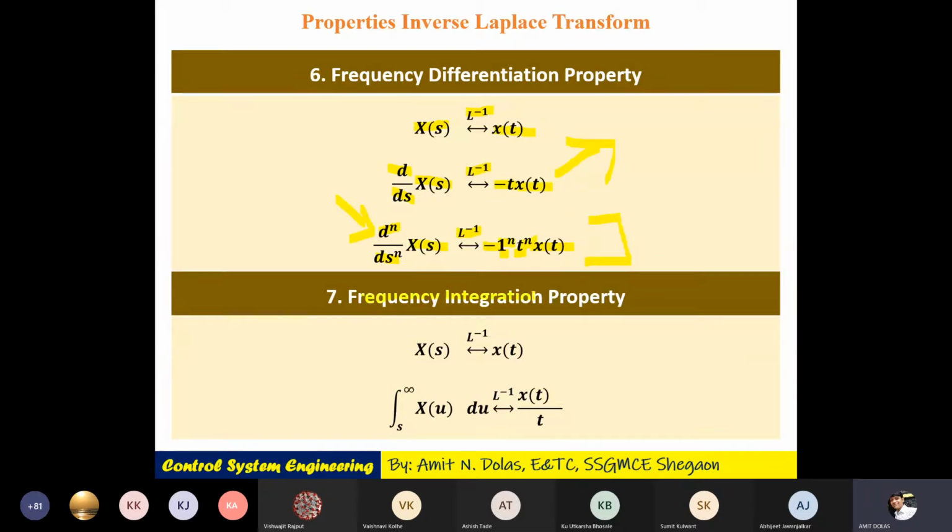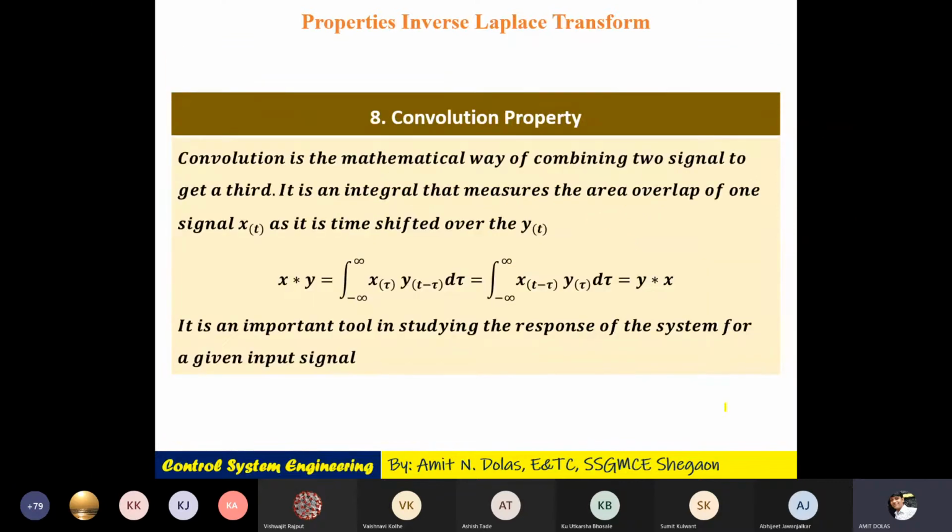Similarly, the frequency integration property: where X of s has inverse Laplace transform x of t, if I integrate this with respect to, say, u with limit s to infinity, X of u du, its inverse Laplace transform will be x of t divided by t. In the multiplication case we used a minus sign. Here it will be divided by t.